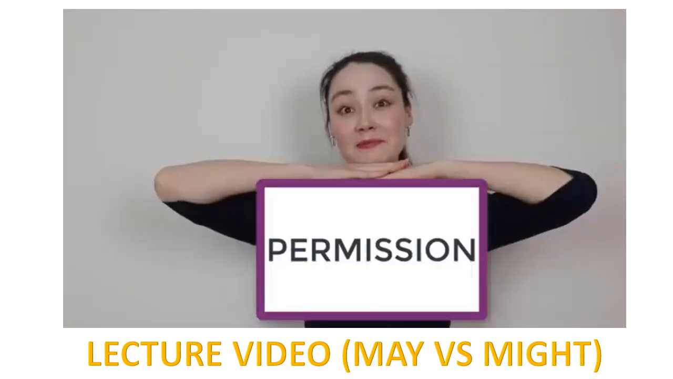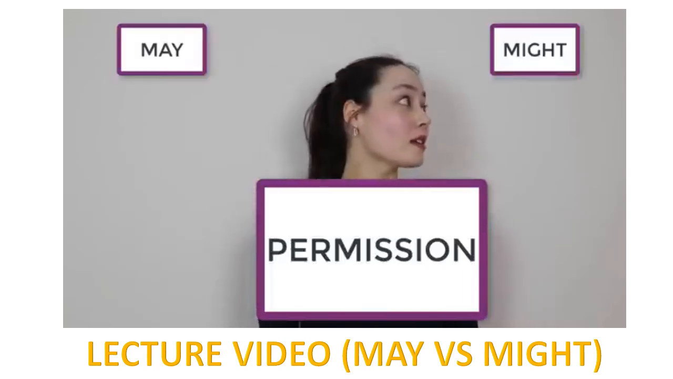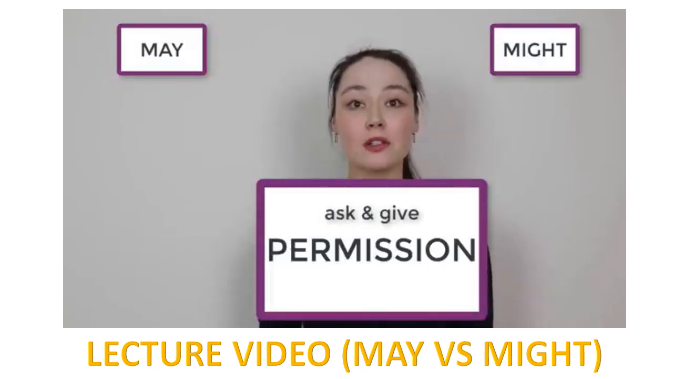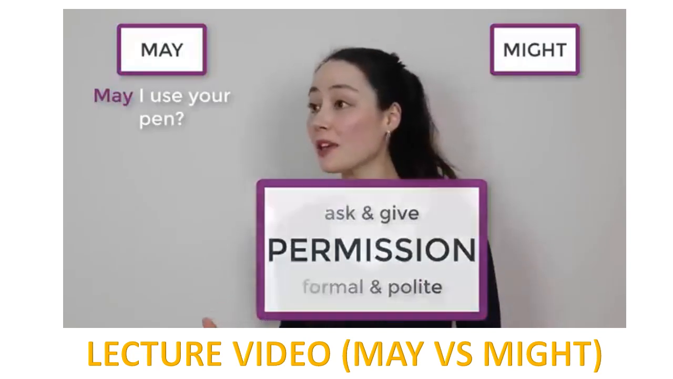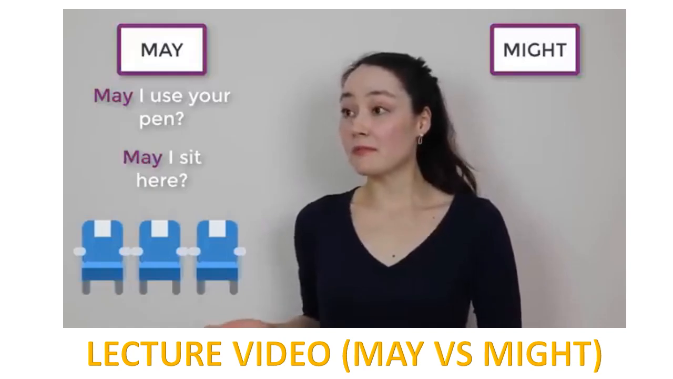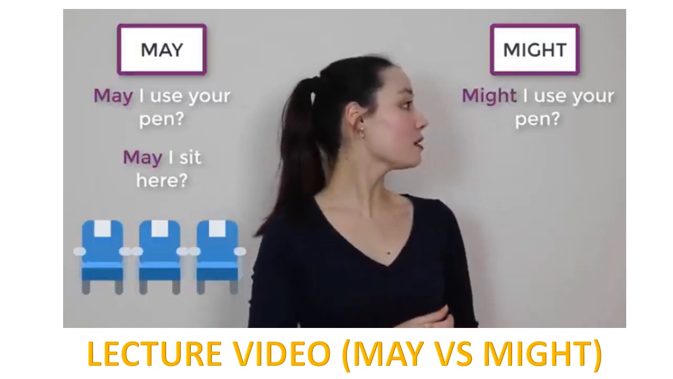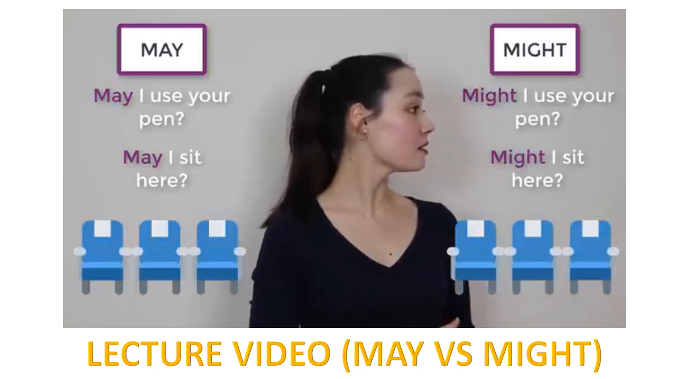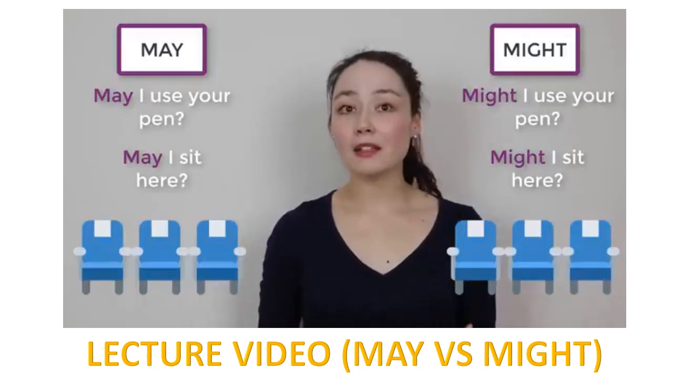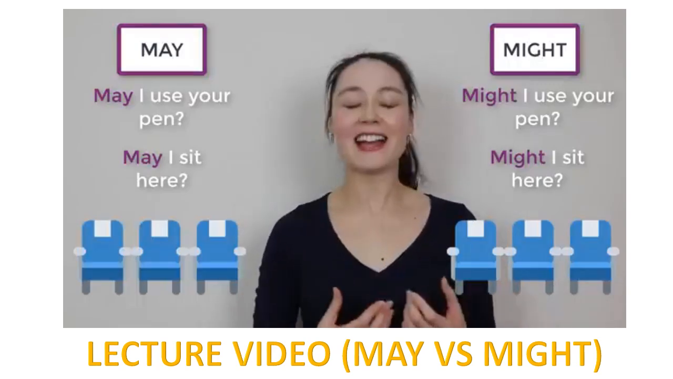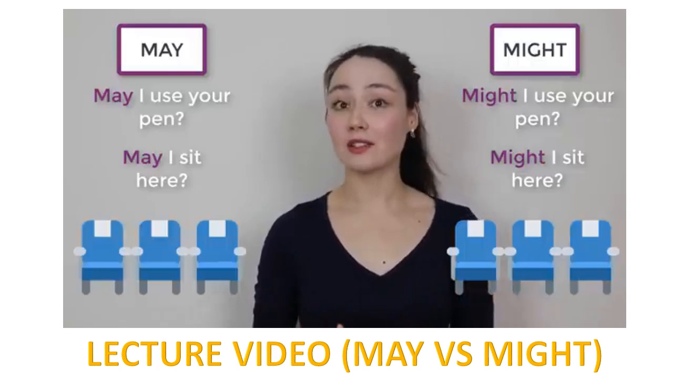Permission. We use may and might to ask and give permission in a very formal and polite way. May I use your pen? May I sit here? Might I use your pen? Might I sit here? Actually, using might to ask for permission and to give permission is a bit old-fashioned, but it's good to know.